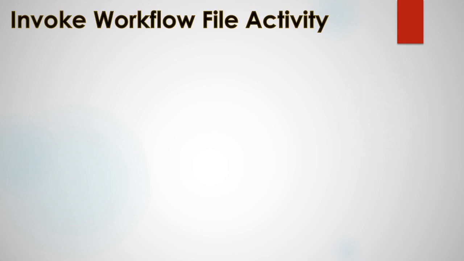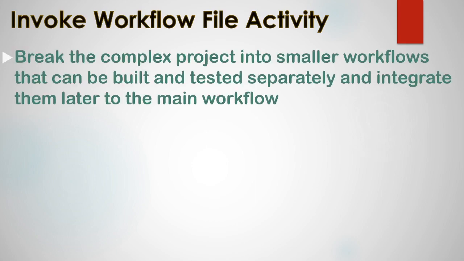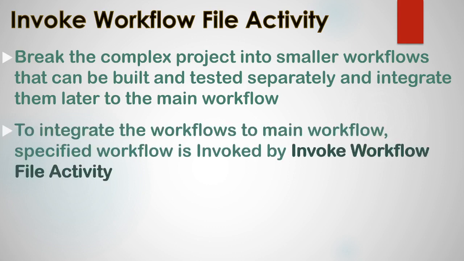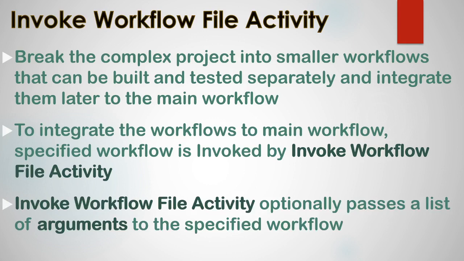If you are working in a complex project, it is always recommended to break the complex project into smaller workflows that can be built and tested separately and later on integrate them to the main workflow. Such a process helps the project become more readable and reusable. To integrate the workflows to the main workflow, the specified workflow is invoked by the invoke workflow file activity. Also, this invoke workflow file activity optionally passes a list of arguments to the specified workflow.